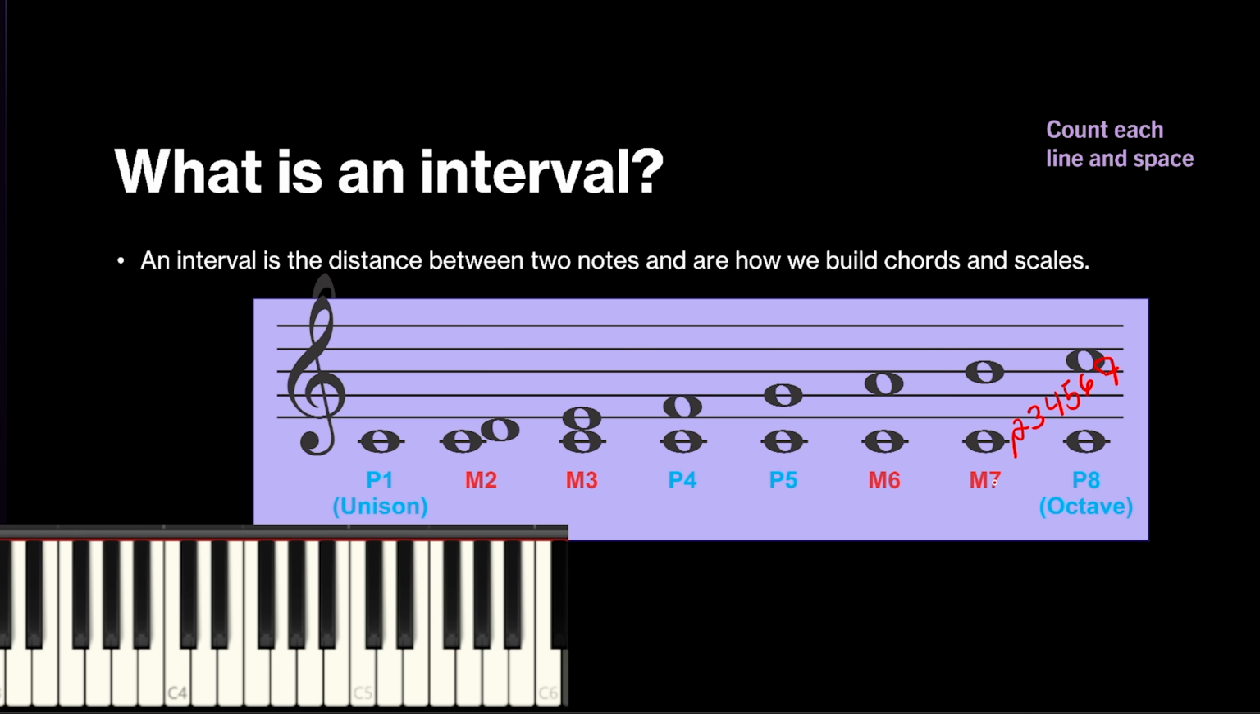So as you can see, we went up 7 spaces and lines, which got us to the major 7th interval, because we went up 7 times. So if we did this here, we would have 1, 2, 3, because that's a 3. The perfect fifth is 1, 2, 3, 4, 5, and so on and so forth. So now I'm going to show you the different types of intervals we have, because this is specifically the intervals that we would use for the major scale.